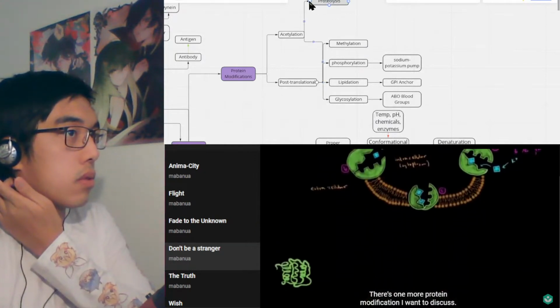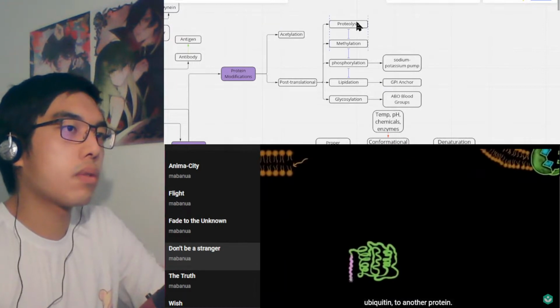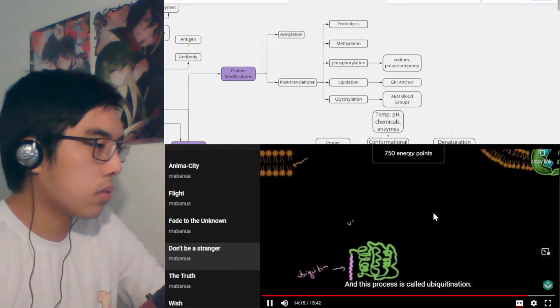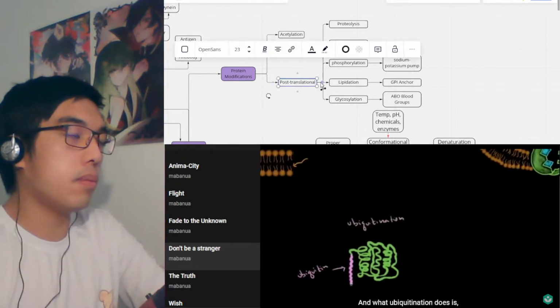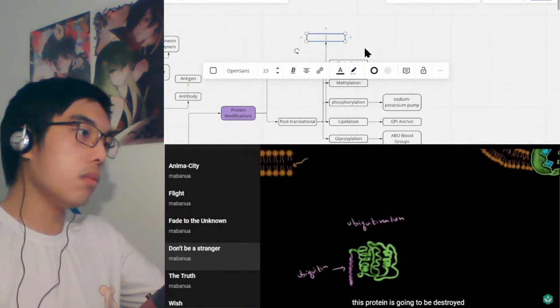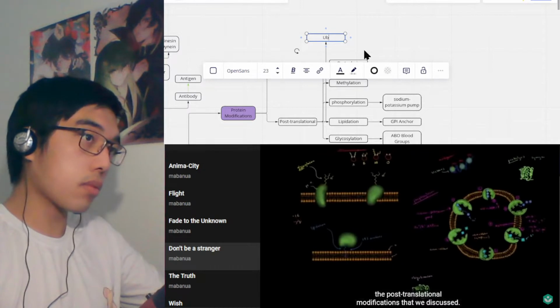There is one more protein modification I want to discuss. And that is sometimes we add a protein, ubiquitin, to another protein. So that protein I just added is ubiquitin. And this process is called ubiquitination. And what ubiquitination does is it basically marks this green protein for degradation or for breakdown. So within a short while of being ubiquitinated, this protein is going to be destroyed and the different parts are going to be recycled.